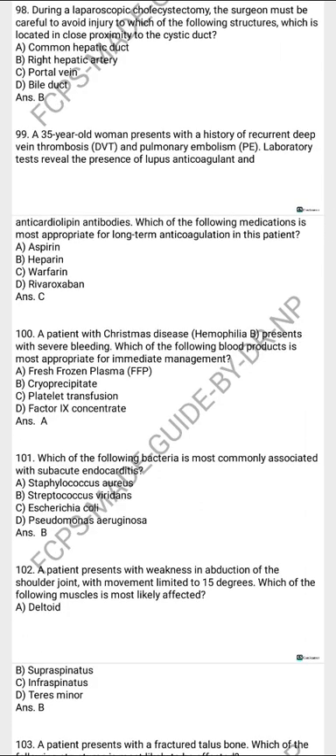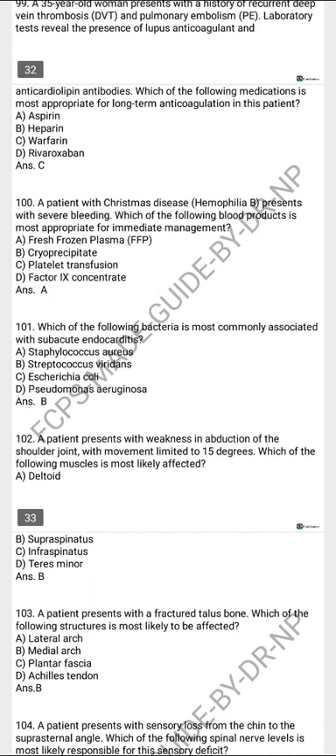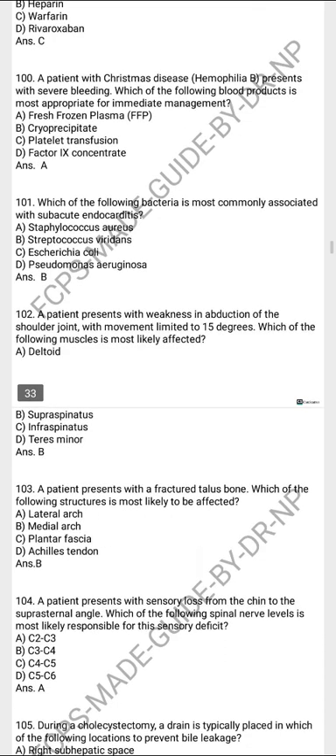A patient with Christmas disease, hemophilia B, presents with severe bleeding. Which product is most appropriate for major bleeding management? FFP. Which bacteria is most commonly associated with subacute endocarditis? That is Streptococcus viridans. A patient presents with weakness in abduction of the shoulder joint, with movement limited to 15 degrees. Which muscle is most likely affected? That is the supraspinatus.